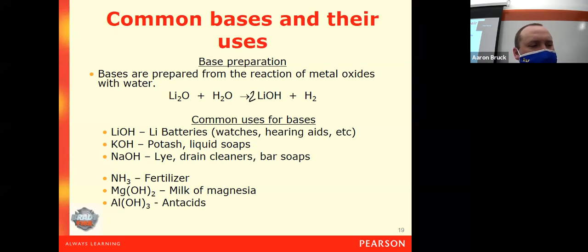Common uses for bases: lithium hydroxide is used in lithium-ion batteries. These are the batteries that power things like watches, hearing aids, computers, laptops, tablets, those kinds of things. Potassium hydroxide, also known as potash, is used in the production of liquid soaps. Sodium hydroxide, also known as lye, is used as an ingredient in making bar soaps. So bases do factor in heavily into the reaction to make soap.